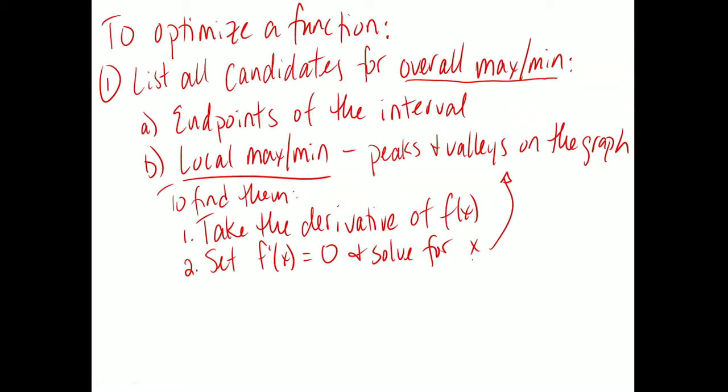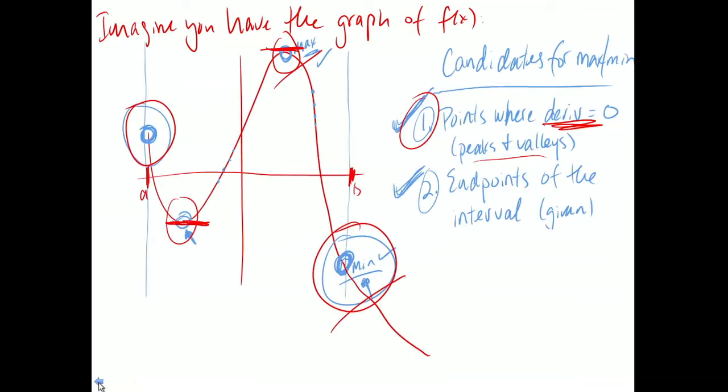Oh, and you might have more than one here, right? So when you do this, when you find the local max and min, you may have more than one. You may have 2, 3, 4, however many. We'll try not to make it too bad for you.